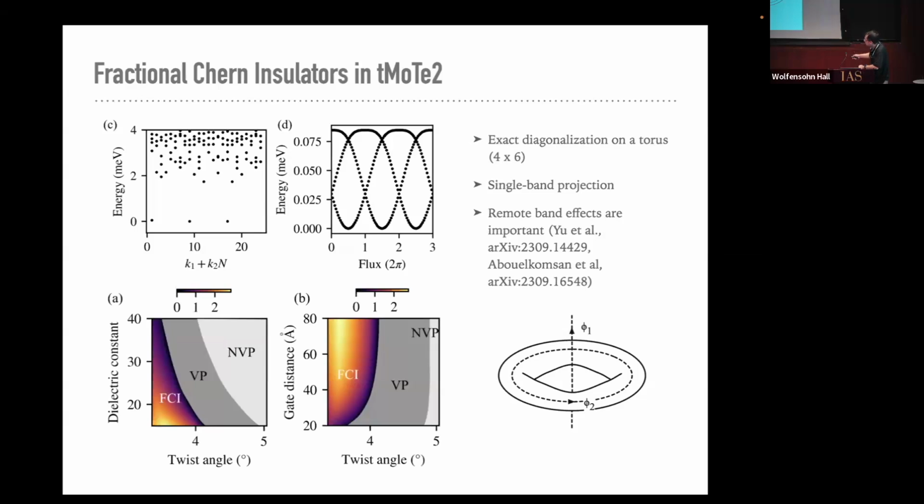And once those calculations are done, you can also look at the whole phase diagram. So this is the phase diagram. The horizontal axis is the twist angle. Here we are changing the dielectric constant, and here we are changing the gate to sample distance. The color just indicates the size of the gap. So you can see that with this new set of parameters, the optimal angle to observe this FCI state has been moved to roughly 3.5 degrees, which is very close to the experimental value.